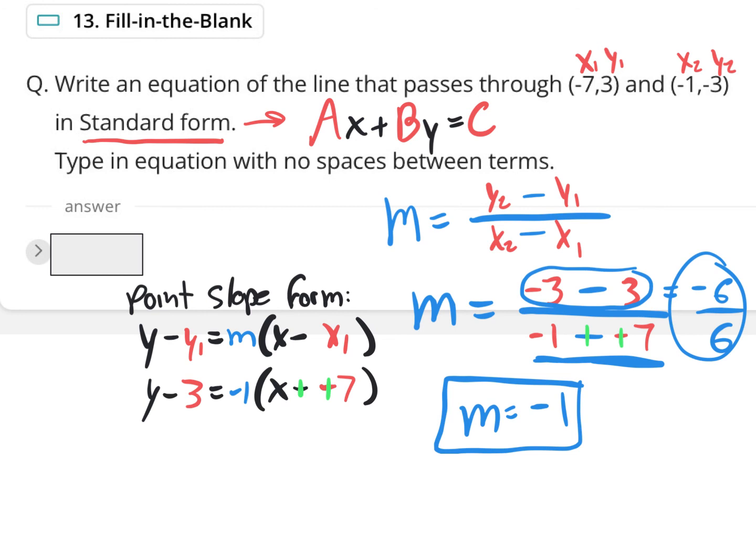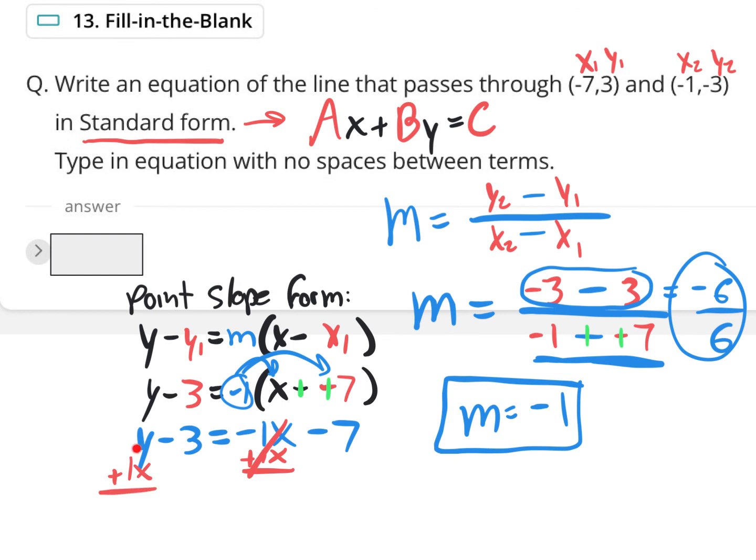How? By distributing the minus 1. Minus 1 times x is a negative 1x. Minus 1 times 7 is a minus 7. Bring down the equal sign, bring down the y, the minus, the 3. And now all I have to do is, well, I have two things to do. I need both my x and my y on the left side of my equal sign. So I don't want my x on the right side of my equal sign. I want it on the left side of my equal sign. So I want to get rid of that minus 1x by doing the opposite, plus 1x. That'll cancel it out. Plus 1x.